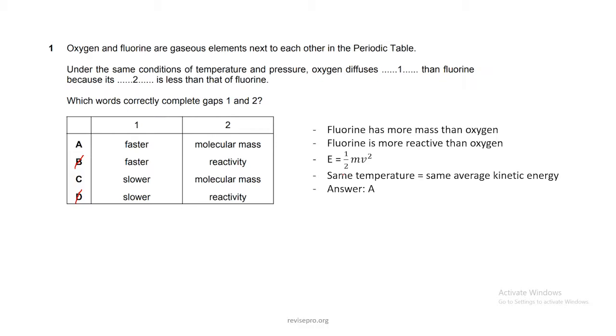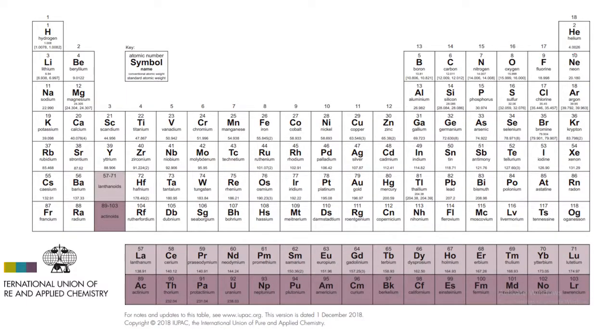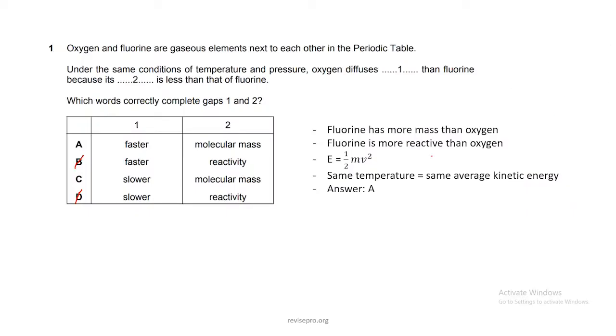Now, if you look at the periodic table, fluorine has a greater mass than oxygen. So if fluorine has a greater mass than oxygen, it has to compensate by reducing its velocity so it can have the same energy. So you know that oxygen is going to move faster than fluorine because oxygen has a smaller molecular mass. So your answer is going to be A.